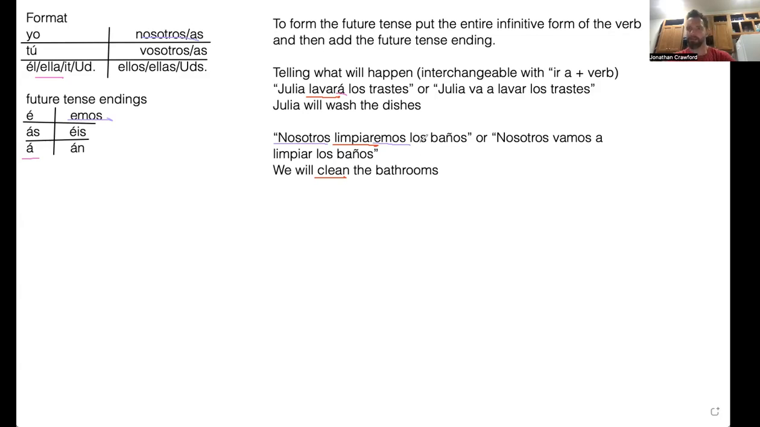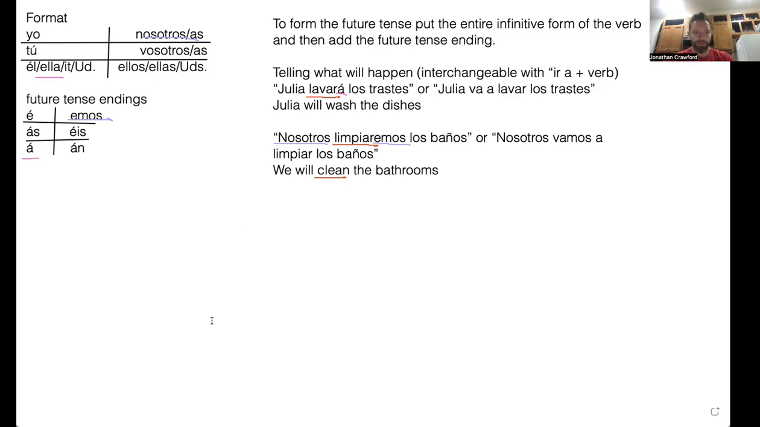Los baños, el baño is a bathroom. El baño. Lavará el baño, los baños. Yo lavaré el baño. Tú lavarás el baño. Ella lavará el baño. Nosotros lavaremos el baño. Vosotros lavaréis el baño. Ellos lavarán el baño. They will clean the bathroom. In this case, there's more than one bathroom. It says los baños.